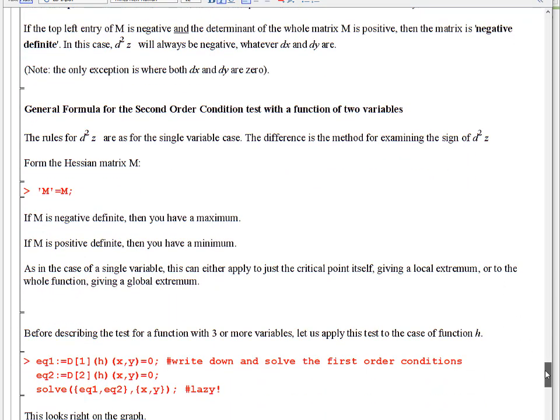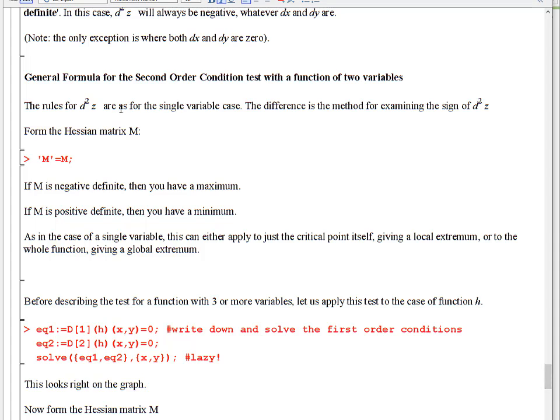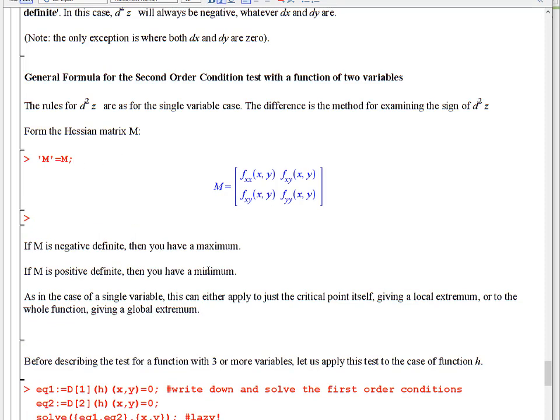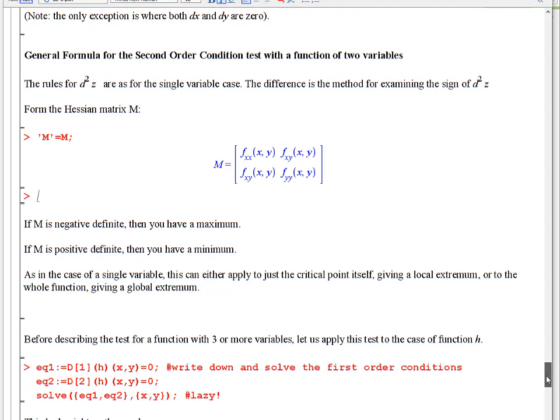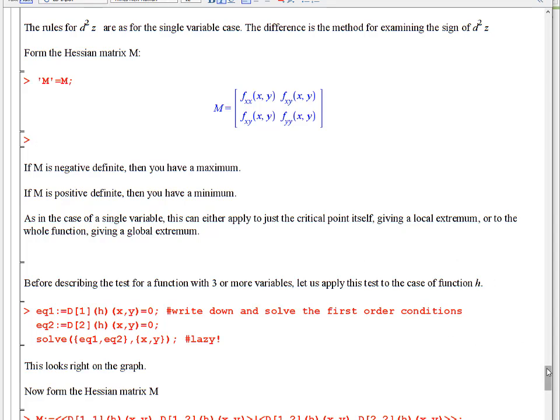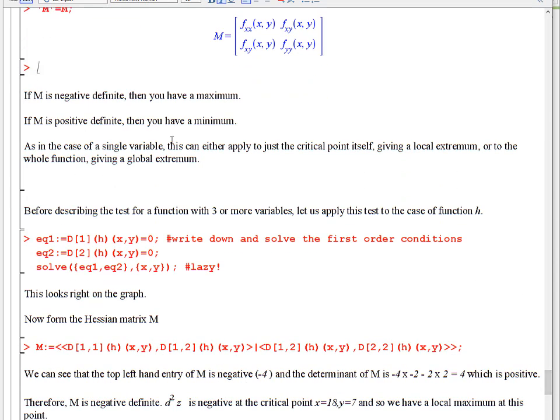So here's the general formula, the rules for d2z, d alpha, just like the single variable case. So if this is positive, you have a minimum. If it's negative, you have a maximum. But the way you tell that is by looking at this matrix. And if M is negative definite, you have a maximum. If M is positive definite, you have a minimum.